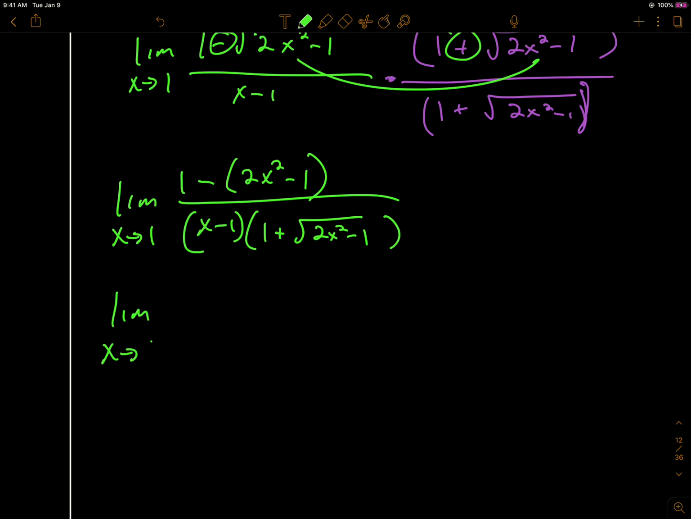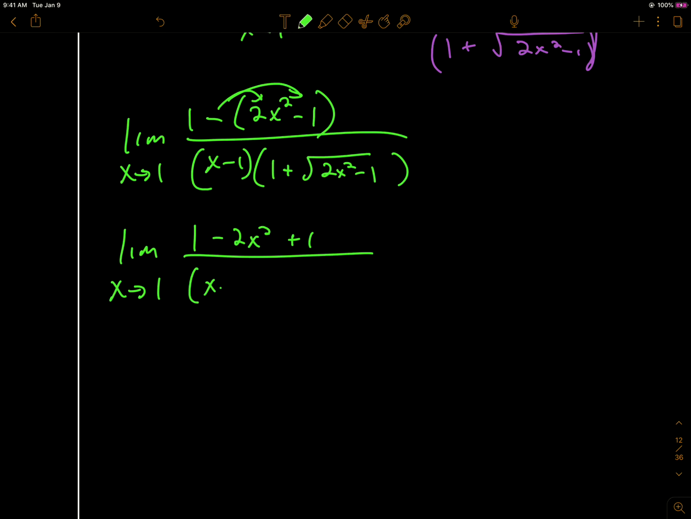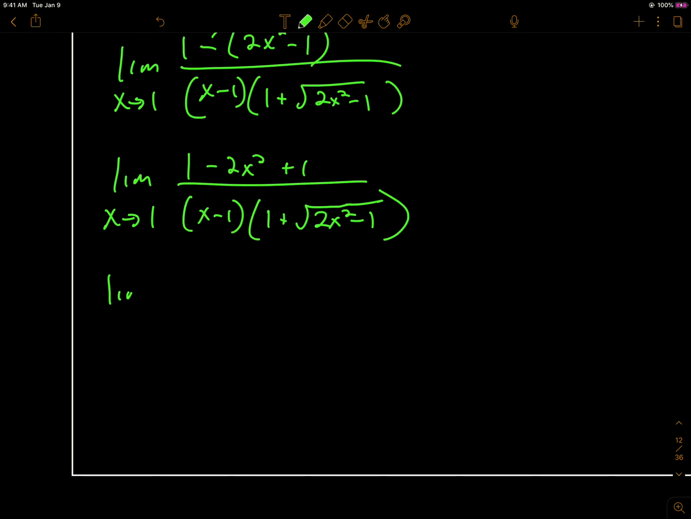Remember, I have to write limit as x approaches 1 every time that I'm doing this simplification. So if I distribute this minus sign, I have 1 minus that plus that. So I get 1 minus 2x squared plus 1 all over x minus 1 times 1 plus the square root of 2x squared minus 1. So up top now, I can add the 1 and the 1 and get a 2. I'm not going to rewrite a whole line just for this. The top is 2 minus 2x squared.